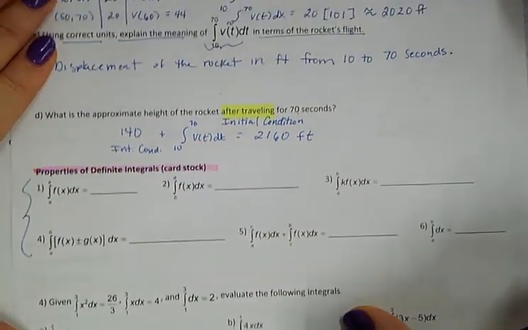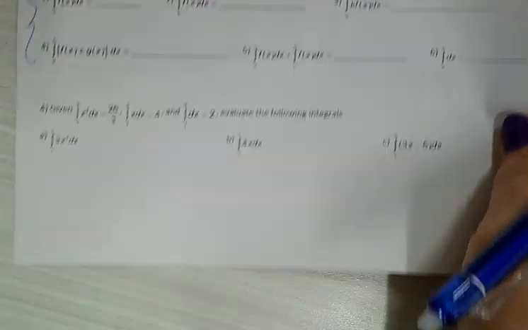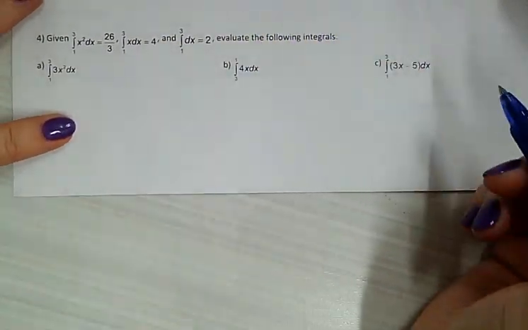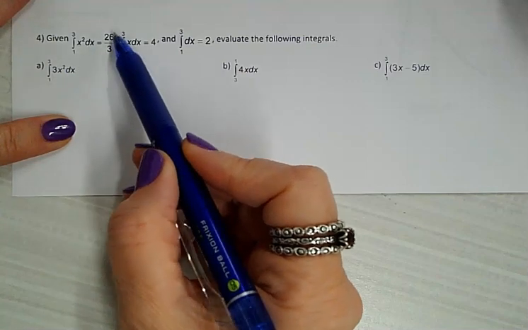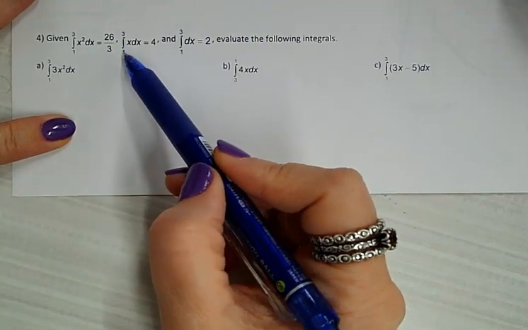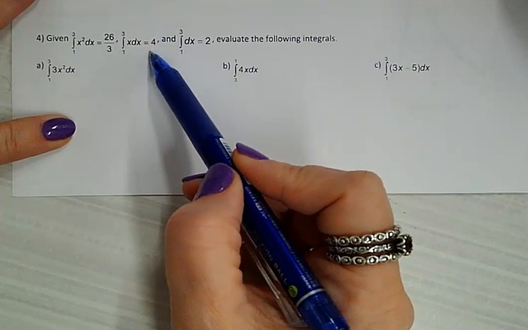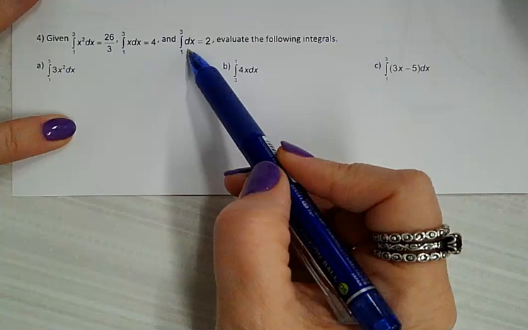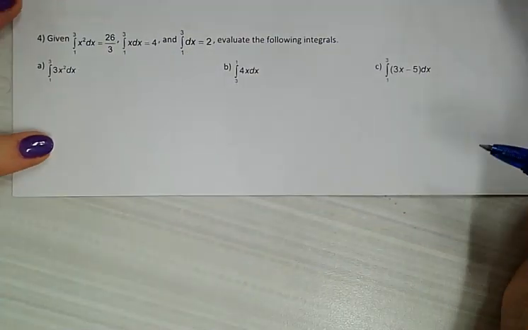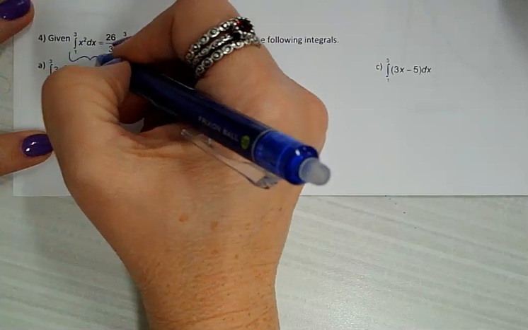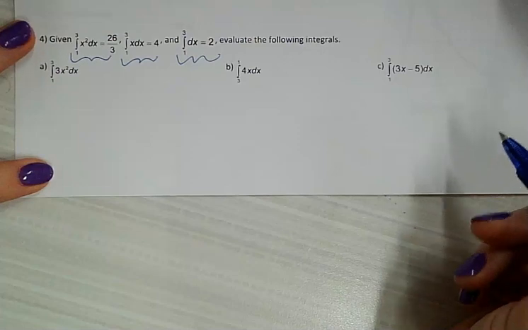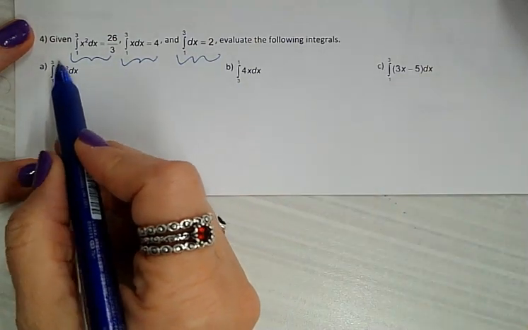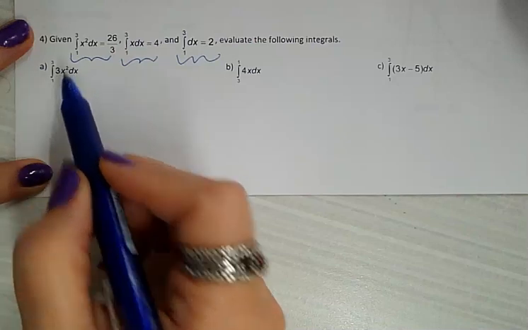All right, so these are all on our cardstock. That's what we just updated. So we're going to go down to problem 4. So notice I'm going from 1 to 3 of x squared dx, and that equals 26 over 3. And then I'm going from 1 to 3 of x dx, and that's going to equal 4. And I'm going from 1 to 3 of dx equals 2. And I'm going to use this information to evaluate these next problems, that and the properties that we just talked about. All right. So here is 1 to 3 of 3 x squared dx.